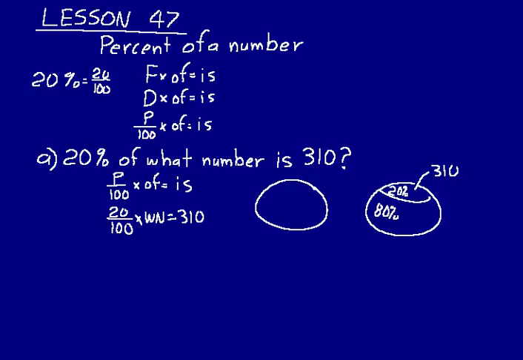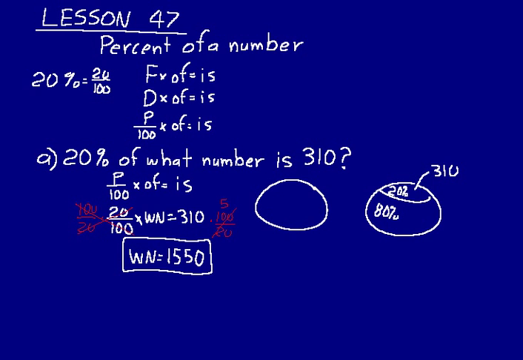So let's just go ahead and work this problem out, and we need to get rid of that fraction on the left. And so we would multiply both sides by 100 over 20. And so that cancels on the left. On the right, 100 over 20, that would just simplify to a 5. And so we can just do 310 times 5 now. And so we would say, what number is equal to 1550? That's what that equals.